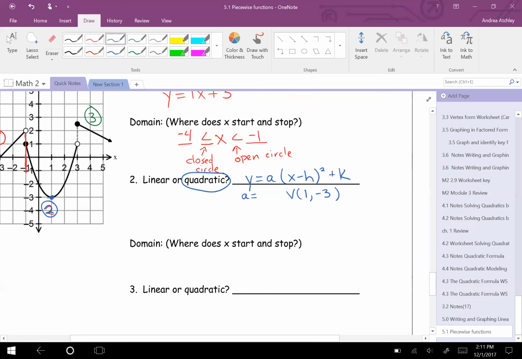The a value, remember when we graph these, our patterned rate of change for quadratics was a over 1, then 3a over 1, then 5a over 1. So to find the a value, you go over 1 and up the a value. So how far up did I move? 1. So my a value is 1.